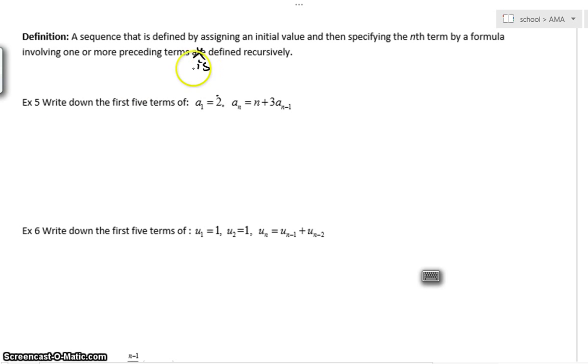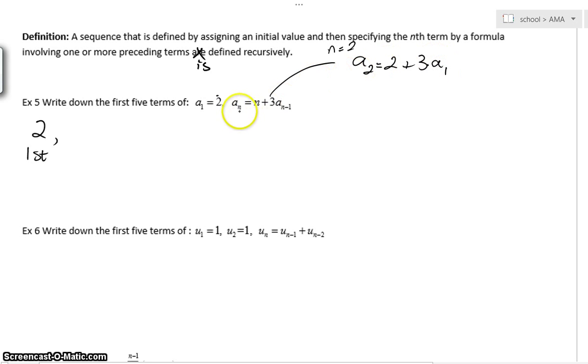Our first term is 2. You can see a sub 1, this notation indicates that that's the very first term. But then as we move on, you might say, well, what's the second term? Well, we're going to use this formula right here. If we let n equal 2, we can see a sub 2 would be n, which would be a 2, plus 3 times, well, a sub n minus 1, 2 minus 1 would be just a 1.